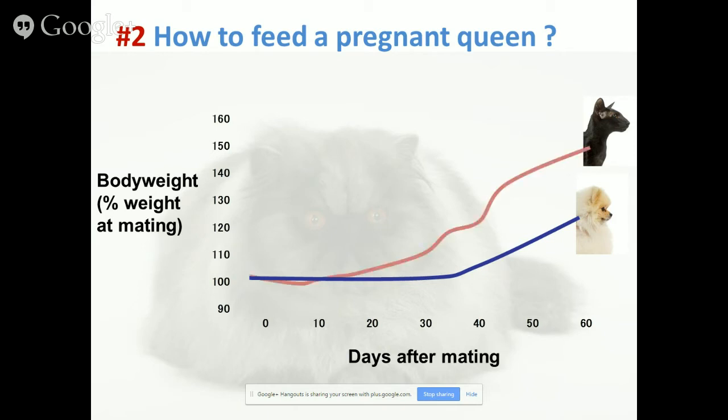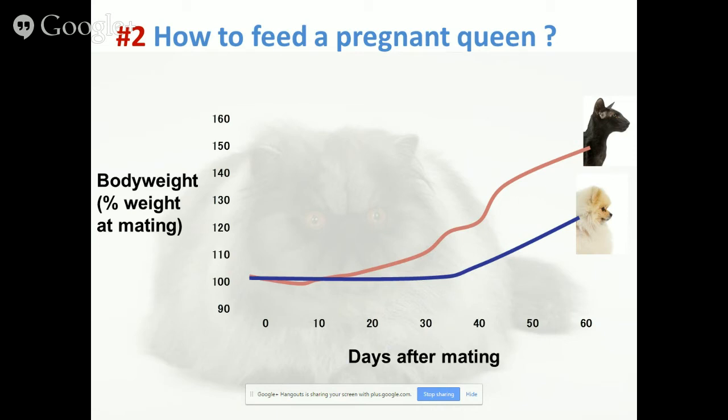If you look at the curve here, you see that queens start to gain weight nearly since the beginning of pregnancy. In fact, in queens, during pregnancy, they will accumulate fat reserves that will help them sustain the lactation, because lactation will consume lots of energy. And while dogs are able to rely on nutrition only during lactation to maintain their lactation, queens will not be able to do so, and they will need to rely on the fat reserves they accumulated during gestation to do so.